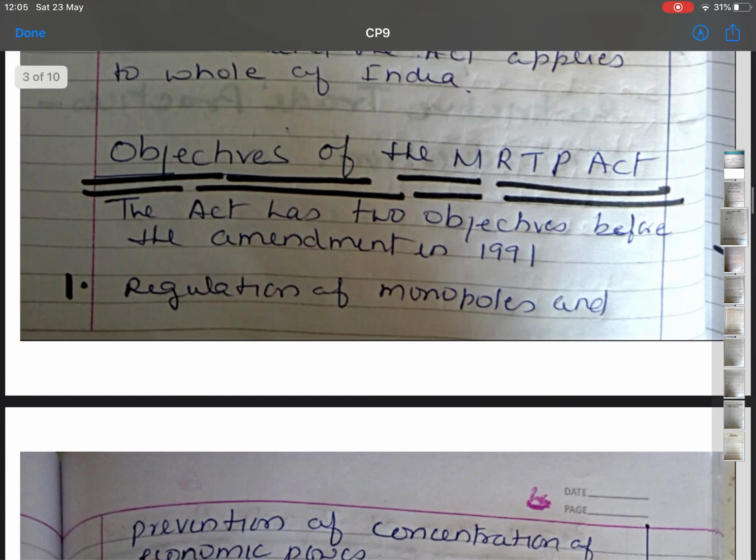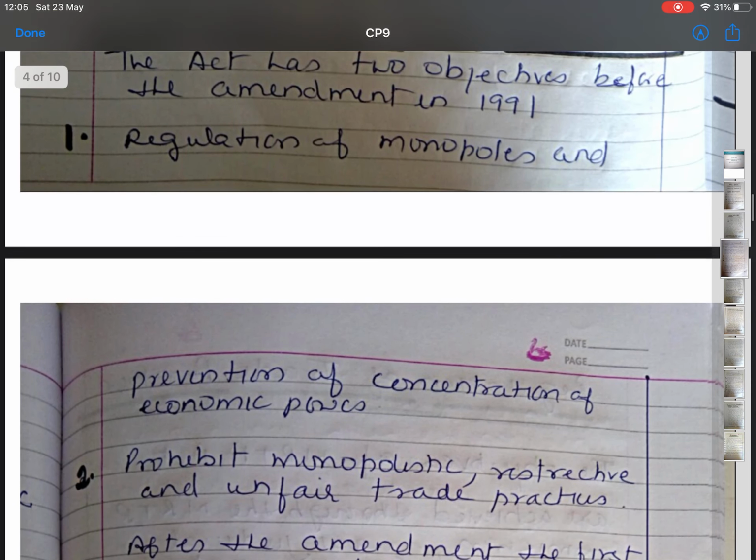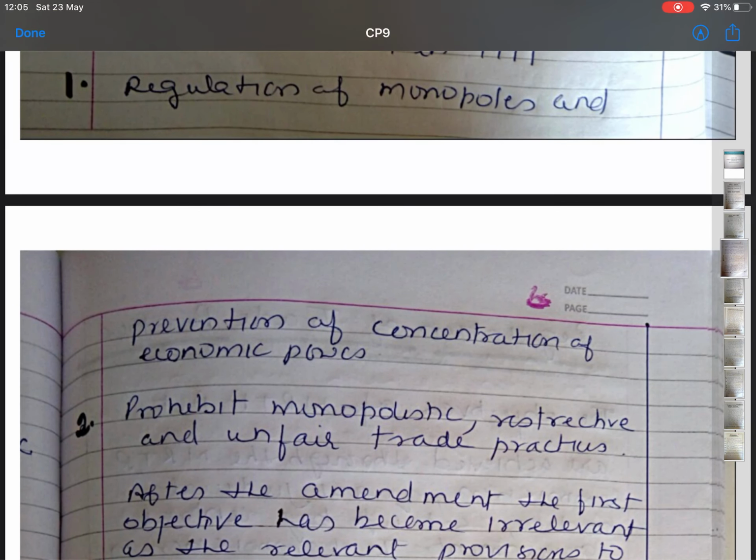Now the objectives of the MRTP Act. The Act had two objectives before the amendment in 1991. The first was regulation of monopolies and prevention of concentration of economic power. Second was to prohibit monopolistic, restrictive and unfair trade practices. These two were the objectives of the MRTP Act 1969.